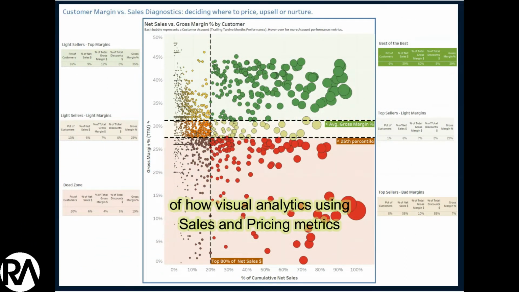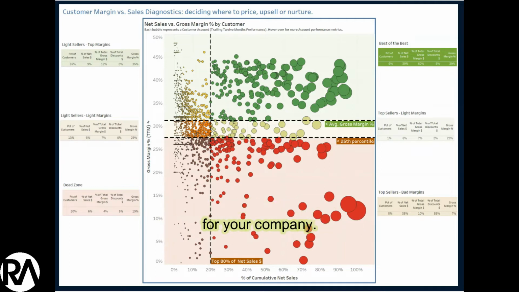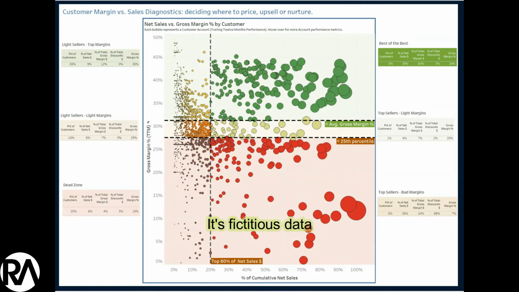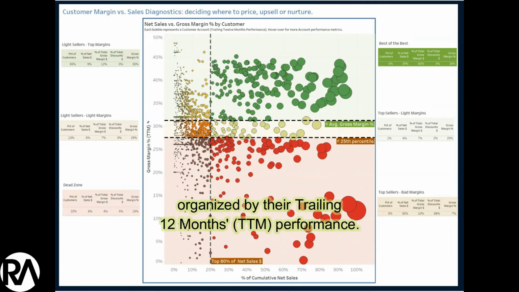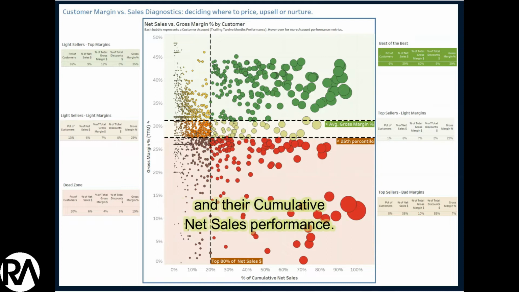Here's an example of how visual analytics using sales and pricing metrics can be really powerful in driving actual measurable change for your company. Below is a manufacturing company's customer landscape. It's fictitious data organized by their trailing 12 months performance, but it could be based on year-to-date or a certain quarter. For ease of decision making, we group these customers into 6 performance clusters based on their gross margin and their cumulative net sales performance.